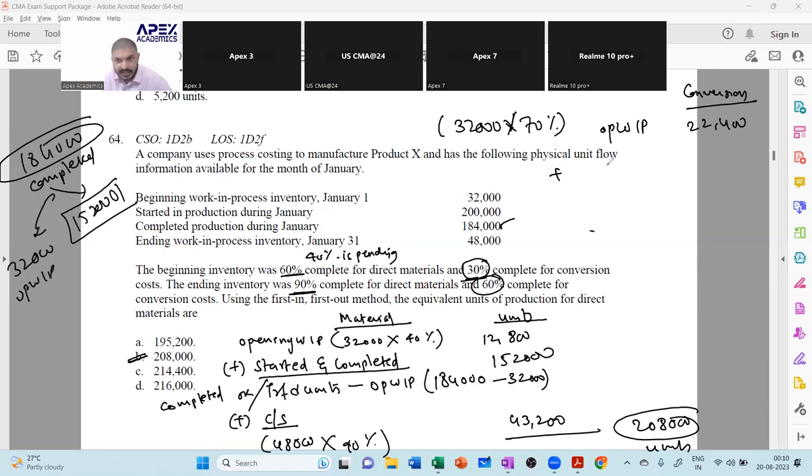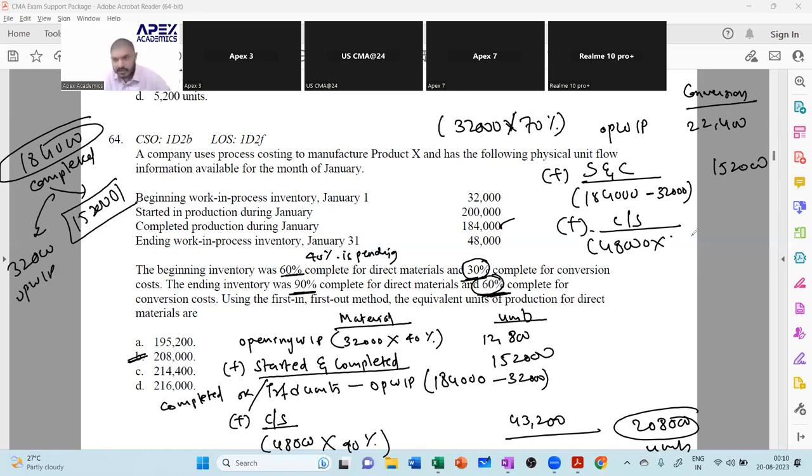Then you will say started and completed. Now notice the beauty of the concept. You have completed 184, out of which 32,000 is your opening WIP. So for both the cases, the answer will stay 152. Then you will take into consideration your closing stock, which is 48,000, and out of this 60% is completed for conversion cost. So 48,000 multiplied by 60% is 28,800.